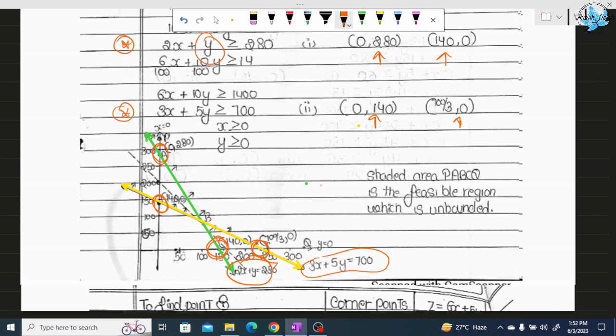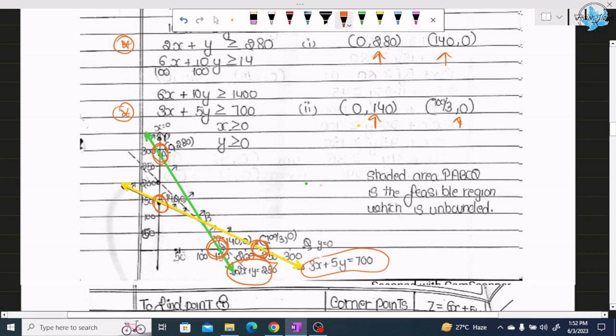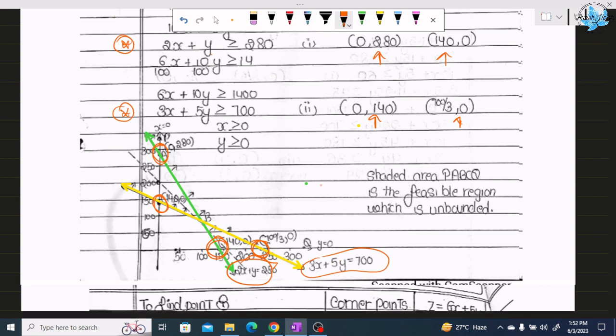So the first equation is 2x plus y is greater than or equal to 280. If I take the points on the left hand side, that is the origin, which lies on the left hand side of the equation, so if I put x and y as 0, that is 2x plus y is less than or equal to 280 at the origin.